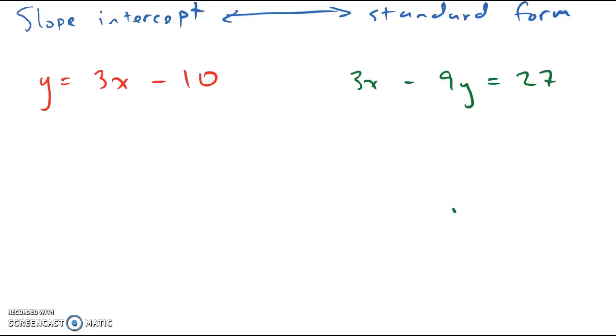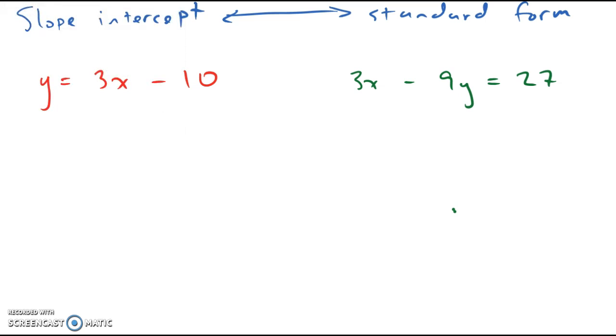Now we're going to practice changing slope-intercept form to standard form and standard form to slope-intercept form. Remember that standard form is ax plus by is equal to c, so we want there to be an x term in the front. And then we want there to be a y term after that.